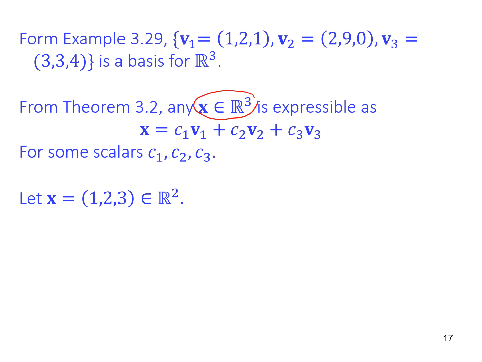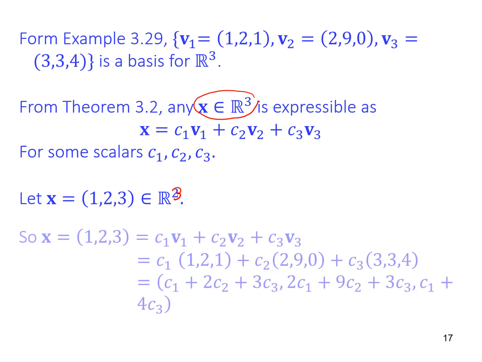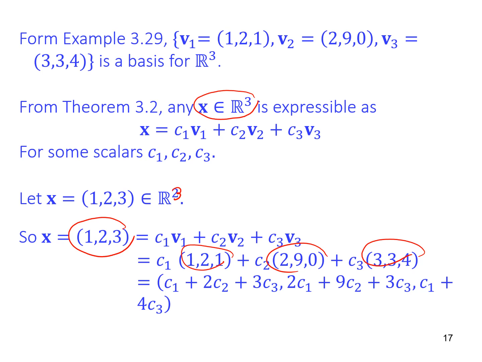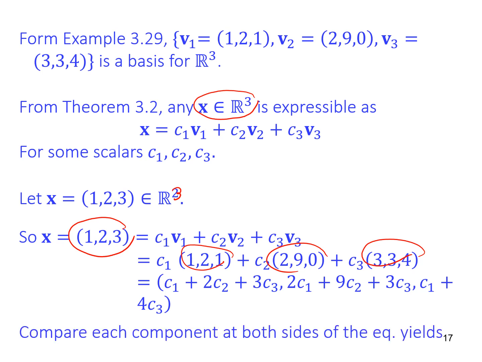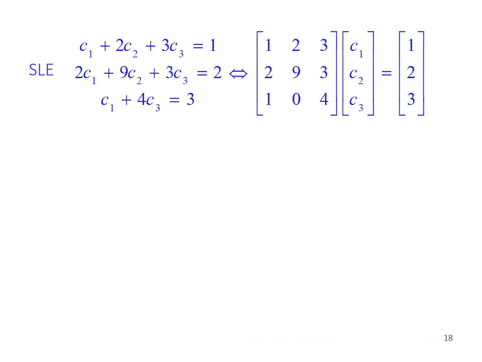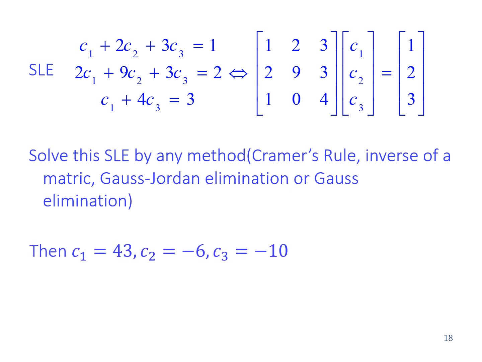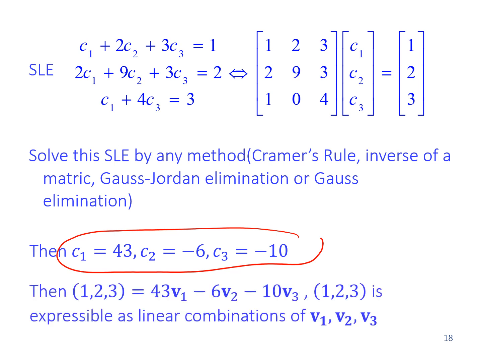Let's say X is (1, 2, 3). What are the values of C1, C2 and C3? To get the values of C1, C2 and C3, we simply substitute the vector X and the vectors V1, V2 and V3, and then we end up with a system of linear equations. To find the values of C1, C2 and C3, we have to solve the system of linear equations by using any method. And we found the values of C1, C2, C3 are here, and this value is unique. Therefore (1, 2, 3) is expressible uniquely as a linear combination of V1, V2 and V3.